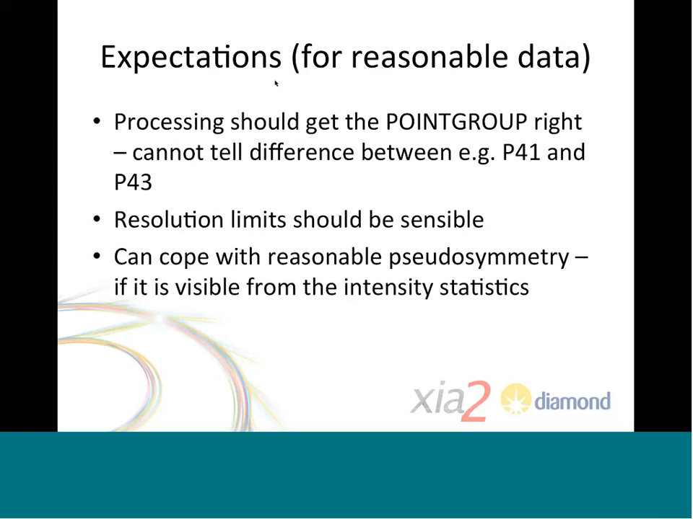I would hope that the output resolution limits are fairly sensible. This is a classic conversation on the CCP4 bulletin board: what's the right criteria for resolution limits. There are ways you can tweak how the resolution limits are decided as well, so there's a fair amount of control you have over it. It will cope with reasonable amounts of pseudosymmetry. So if you have that archetypal case of an orthorhombic looking lattice that turned out to be monoclinic, it should catch that and process it appropriately.